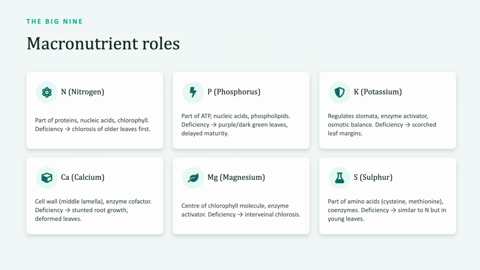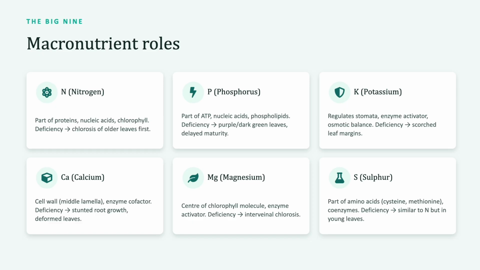Let us meet the key macronutrients and their roles because NEET loves asking exactly this. Nitrogen is part of protein, nucleic acid, and chlorophyll. When it is deficient, older leaves turn yellow first, that is chlorosis, and it starts with older leaves because nitrogen is mobile and the plant moves it to younger leaves.